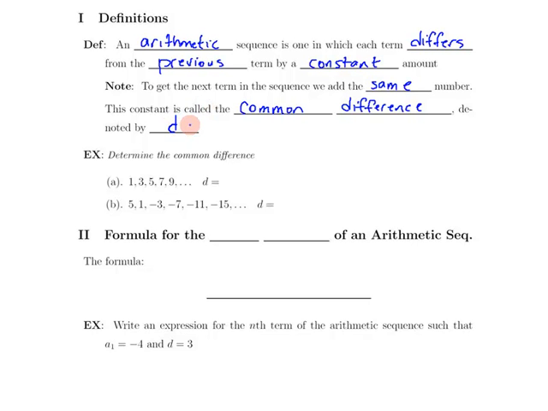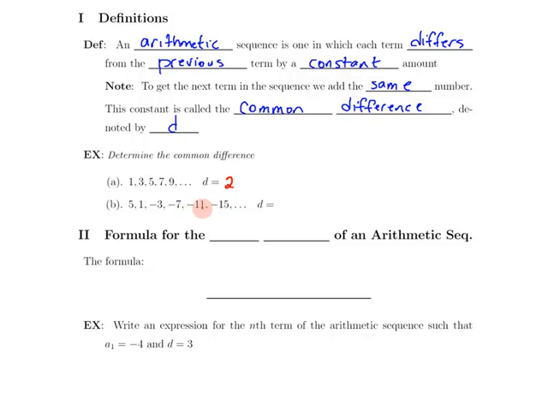Now remember, difference means if you were to subtract two things. Now if you subtract a term minus its previous term in a sequence, you're going to get a constant amount if that sequence is arithmetic. So this right here is an example of an arithmetic sequence, because 1, 3, 5, 7, 9. What's the difference between each two terms? 1, 3, a difference of 2, right? 3 minus 1 is 2. 5 minus 3 is 2. 7 minus 5 is 2. 9 minus 7 is 2. So the common difference is 2, because that's what you get when you subtract a term minus its previous term.